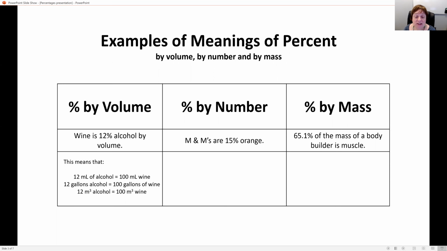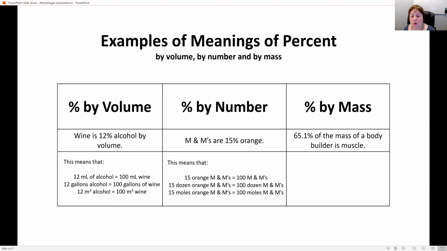Percent by number, M&Ms are 15% orange. That means there's 15 orange M&Ms for every 100 M&Ms. We could also use other units related to numbers of things like dozens, 15 dozen oranges for every 100 dozen M&Ms, or 15 moles of orange M&Ms for every 100 moles of M&Ms in total.